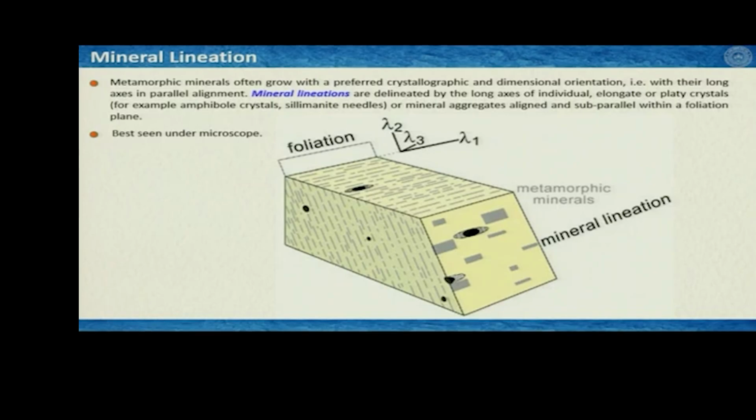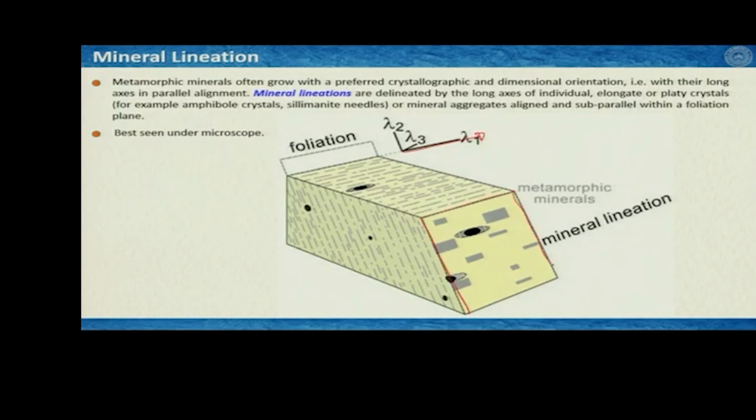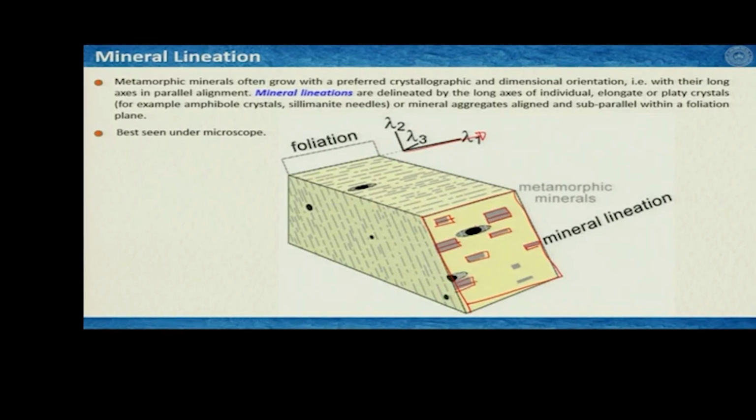Generally, we see them under microscopes, but sometimes we see them in field scale as well. I will show you a few photographs. But what we see here, if this is the foliation plane, and again this is your stretching direction, these metamorphic minerals were formed, their long axis are aligned along the stretching direction. And this one is a very special one, this is a pressure shadow, we will learn about it soon. So, these are mineral lineations.